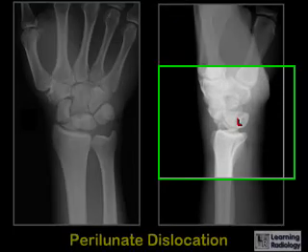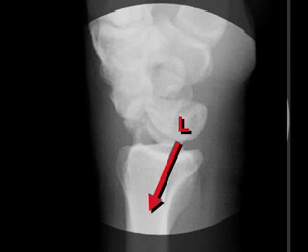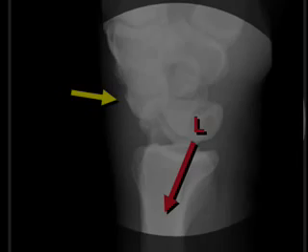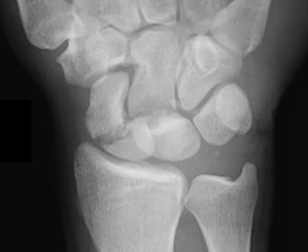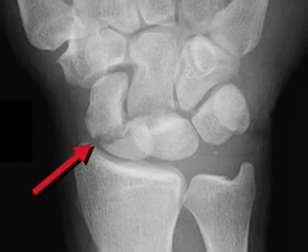This is an example of a perilunate dislocation. On the lateral view, we see that the lunate has maintained its normal relationship with the distal radius, but the remainder of the carpal bones are dislocated posteriorly relative to the lunate. The yellow arrow is pointing to the capitate, which normally should articulate with the lunate. On the frontal examination, we can see a fracture through the waist of the scaphoid. So this is called a transscaphoid perilunate dislocation.